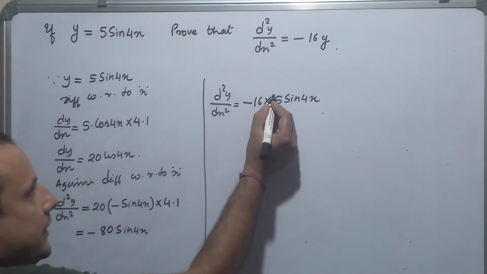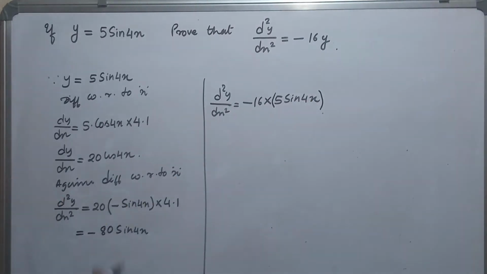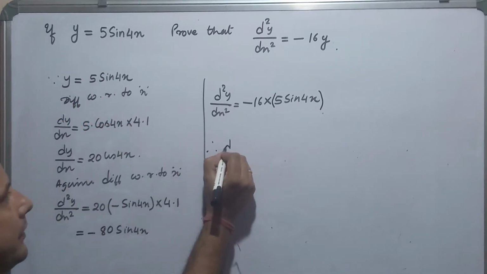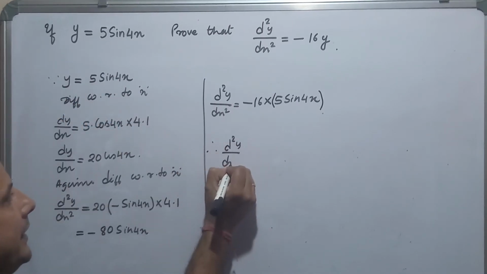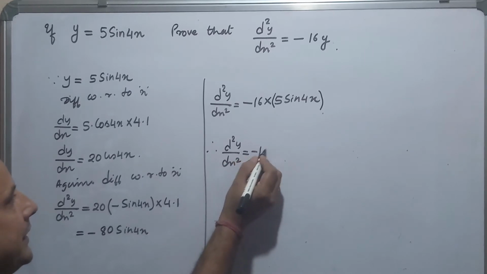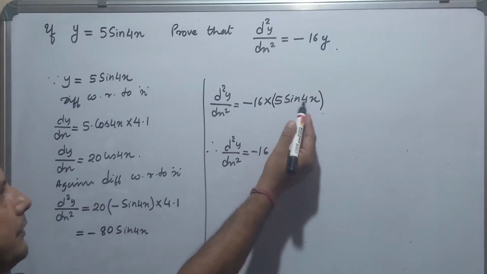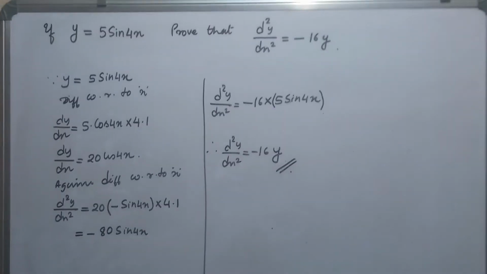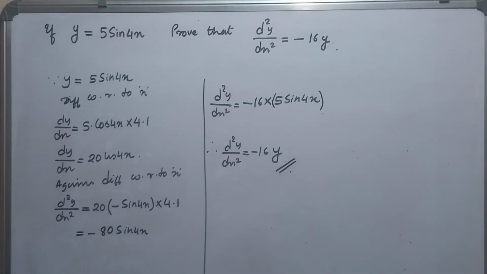Now in place of this 5 sine 4x, the value of 5 sine 4x is y. Therefore we can write d2y by dx square is equal to minus 16, in place of 5 sine 4x we can write y. This is equal to, it is proved, d2y by dx square is equal to minus 16y.